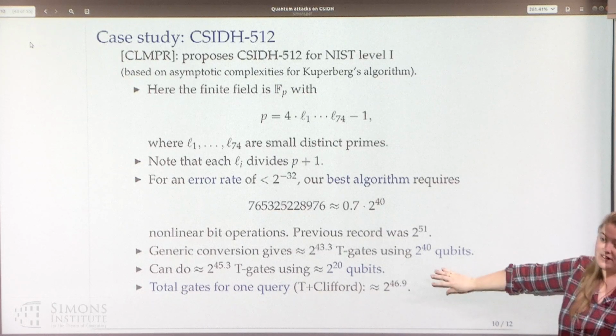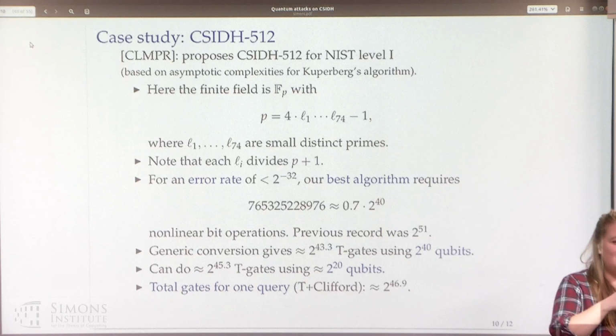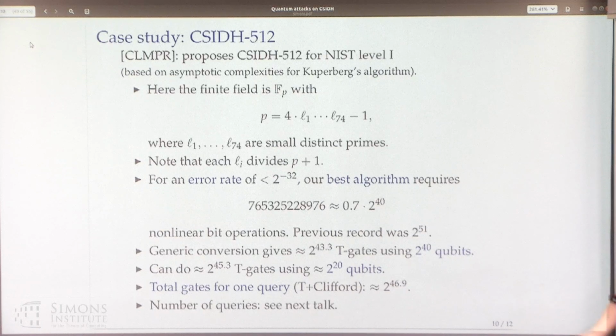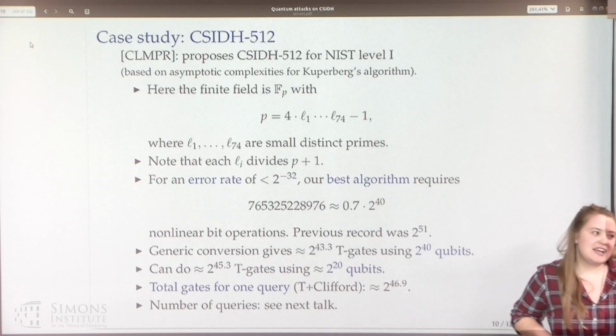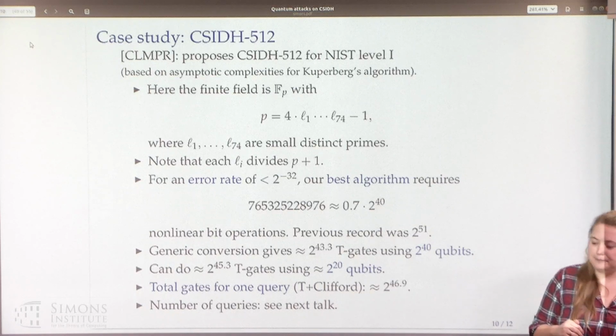So that's just for one query, and then we'll see later on how you can actually use that to estimate the total cost of the algorithm. So Chris is going to talk about the number of queries and how to optimize Kuperberg's algorithm to try and push down that number as low as you can.